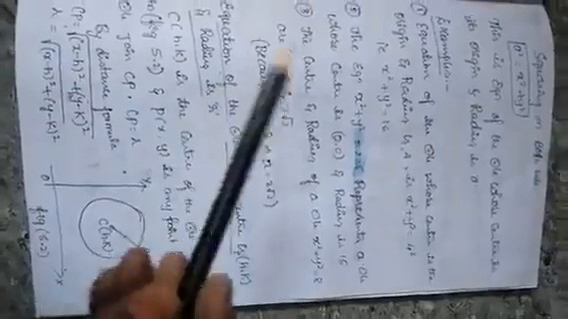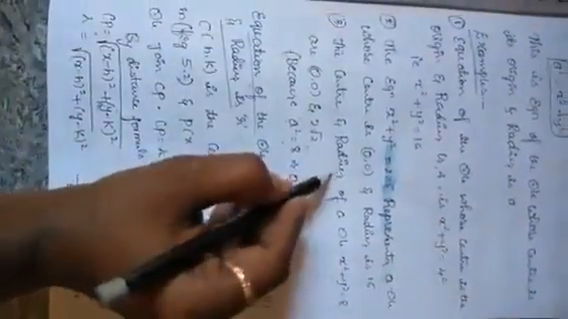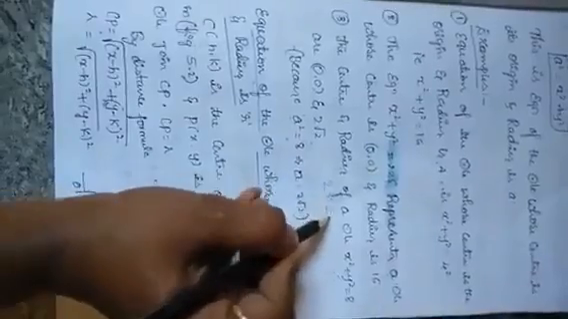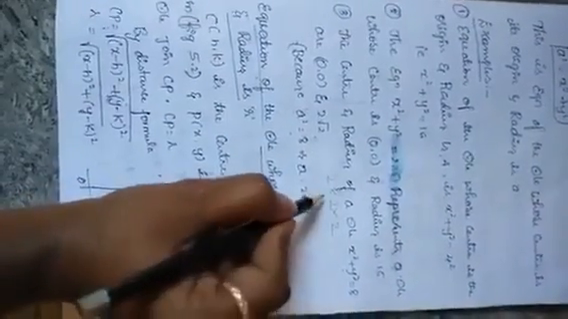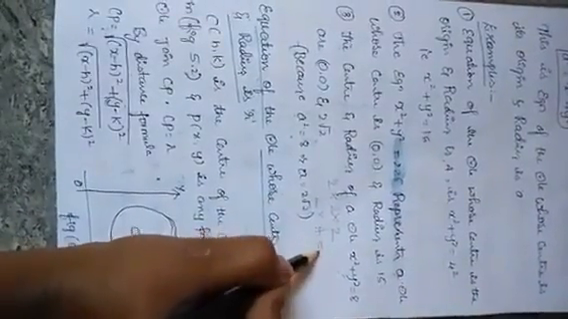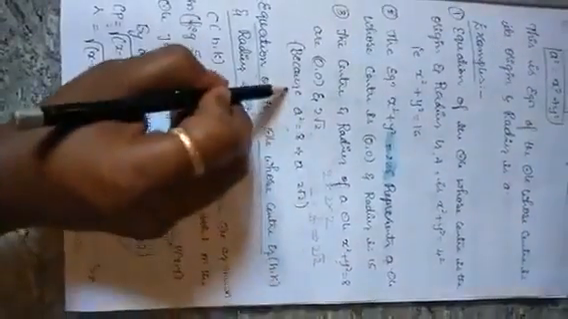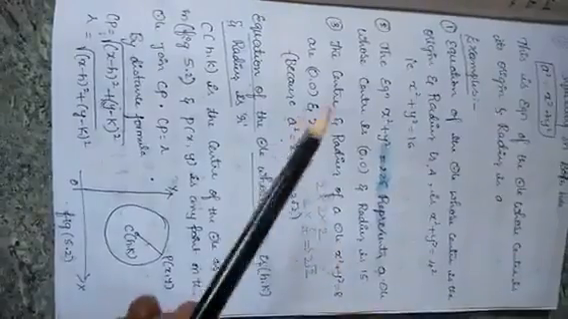Next example, find the center and the radius of the circle x square plus y square is equal to 8. In this example, the center is 0, 0. And this 8 can be written as 2 into 4, and this 4 can be written as the square root of 4, so 2 into 2. Then the radius is 2 root 2.